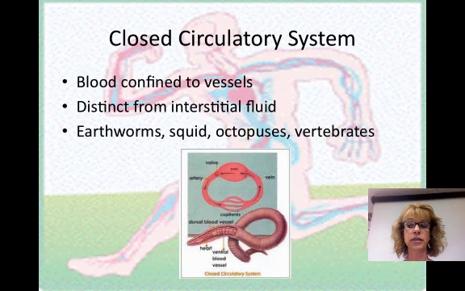A closed circulatory system is where blood is confined to vessels, and it is distinct from interstitial fluid. Animals that have a closed circulatory system include earthworms, squid, octopuses, and vertebrates. One or more hearts pump blood into large vessels that branch into smaller ones. Materials then diffuse between the blood and the interstitial fluid.